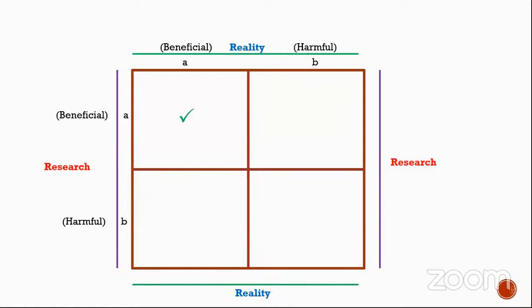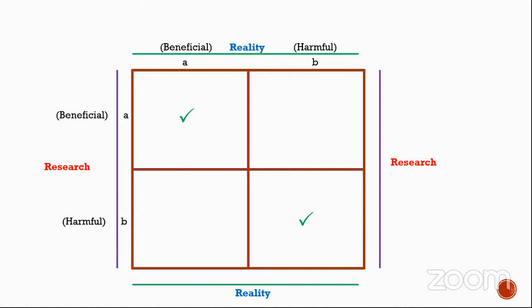But let's understand that in research, we have found a medicine which is harmful, and in reality also it is harmful. So in that scenario, we have identified a medicine which has more side effects, and we can stop it from being released. So there are two correct conclusions that we have drawn.